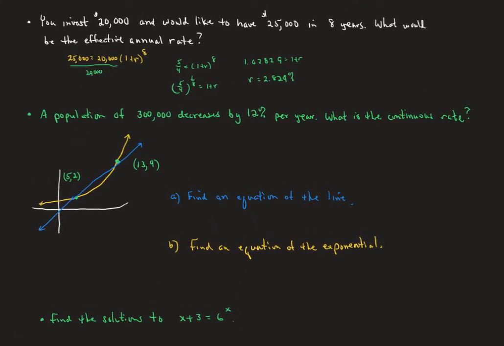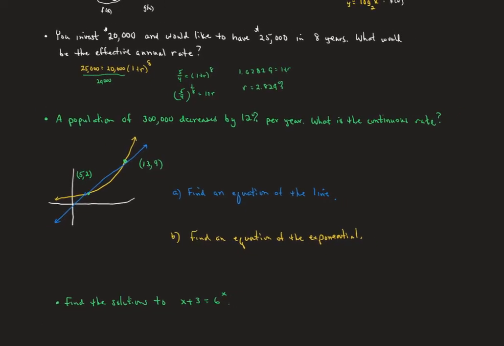So if we have a population of 300,000 that decreases by 12% a year, what is that continuous rate? The 300,000 doesn't really matter. If it's decreasing by 12%, that's going to be 1 minus 0.12, and we want to know the equivalent continuous rate. So that means we have 0.88 is equal to e to the k, which means we're going to have to take the natural log of 0.88 in order to find k.